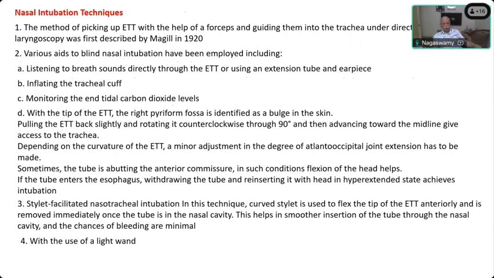You can switch off all the lights in the amphitheater, and we can see the light gleaming through the skin, and using that you can advance it. Once it goes into the esophagus, you will not see the light. But if it enters the trachea, because it is the structure immediately below the skin, you will see the light glowing there. And there is a special tube called the Endotrol ET tube, and that can be used along with the light wand.